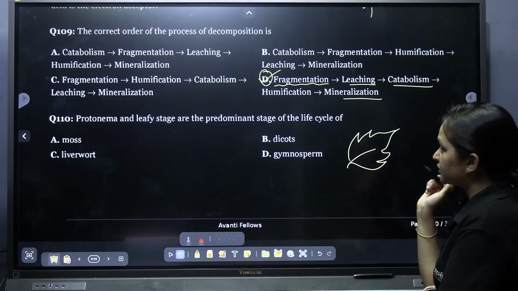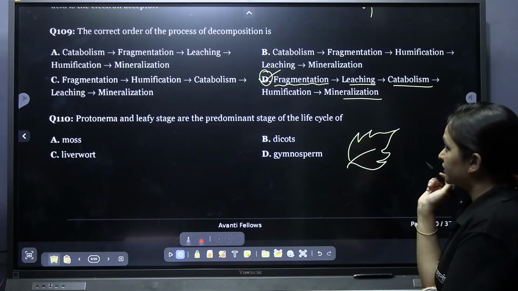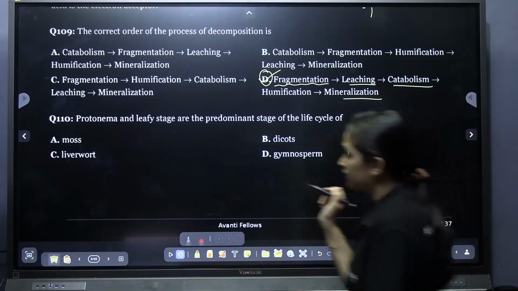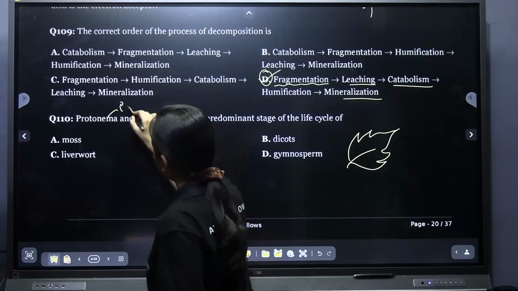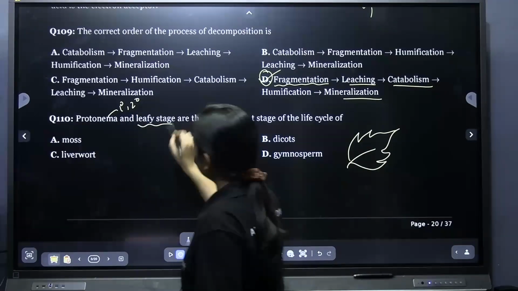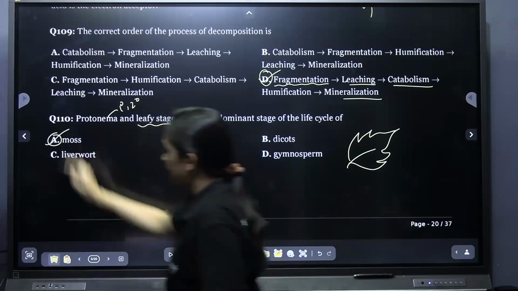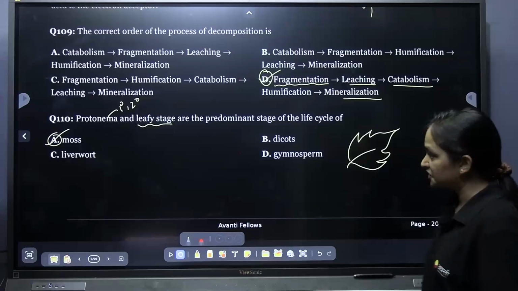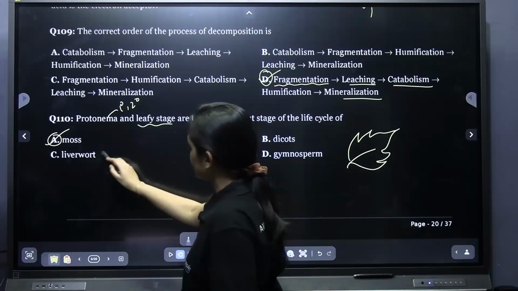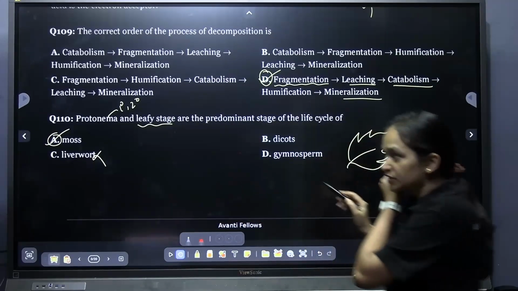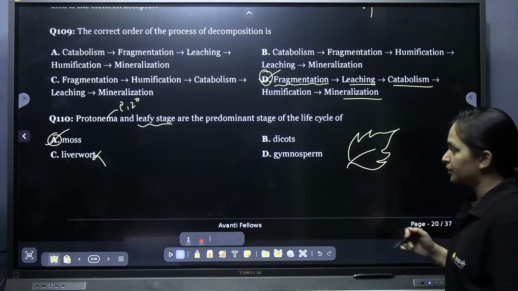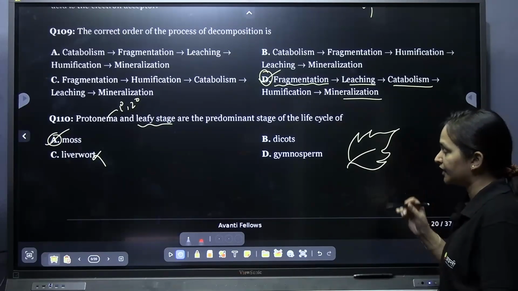Protonema and leafy stage are the predominant stages of the life cycle of mosses. The protonema stage, that is primary protonema and secondary protonema, will be there, and the leafy stage. Yes, A is the correct answer, mosses. There is no leafy stage after the protonema stage in liverwort. Dicots and monocots are way more higher organisms.